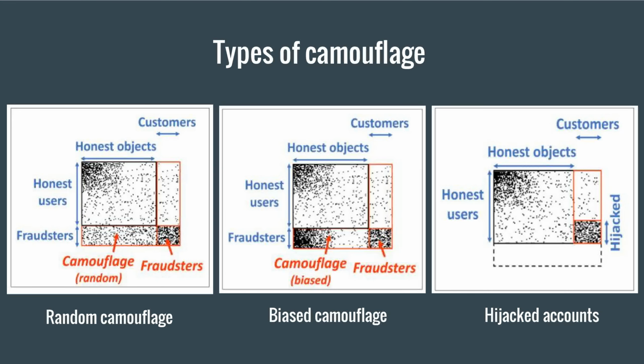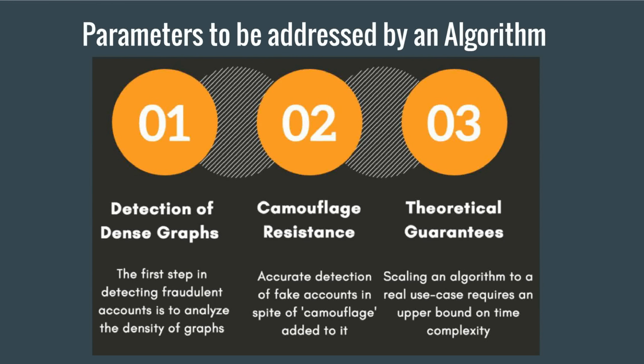The effect of camouflage on the graphs can be seen for each case. In all graphs, a single dot represents an edge between an object and a user. Camouflaging adds extra edges and increases the graph density as shown. In order to detect fraud, the algorithms need to detect abnormal density, be resistant to camouflage, and finally provide an upper bound on time complexity.